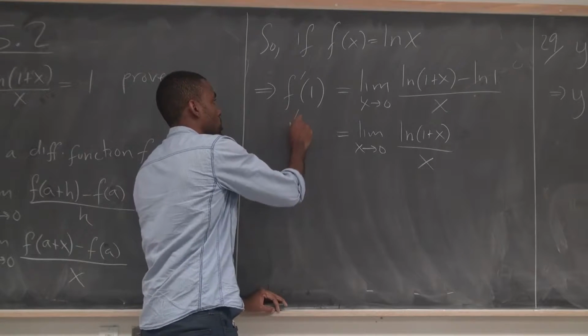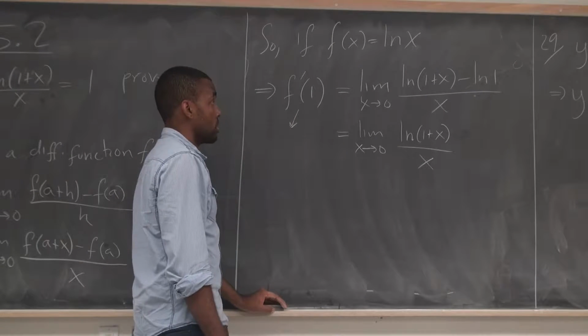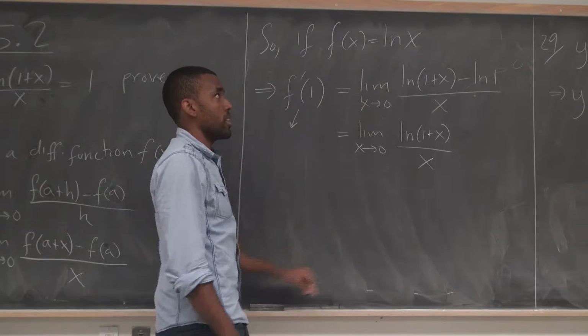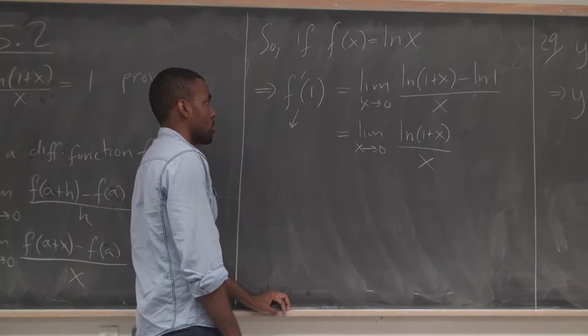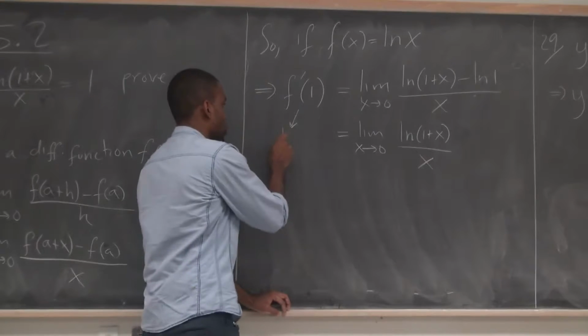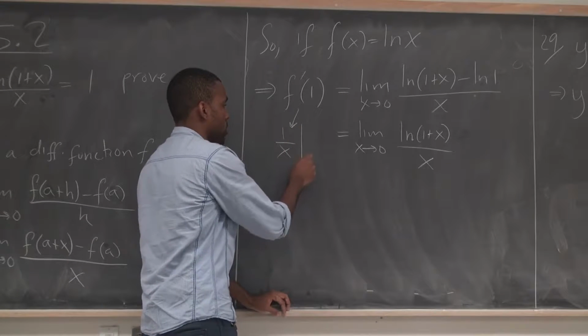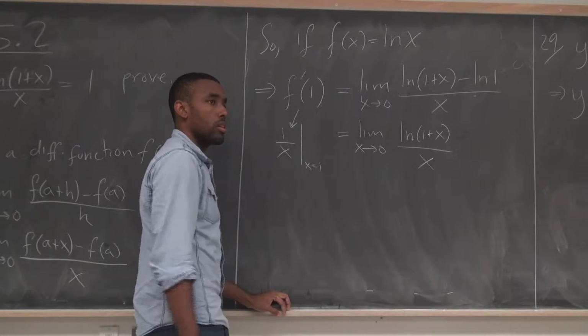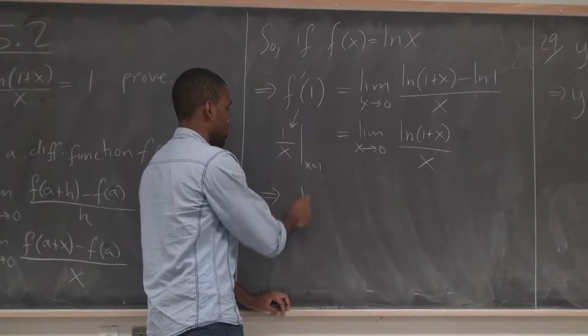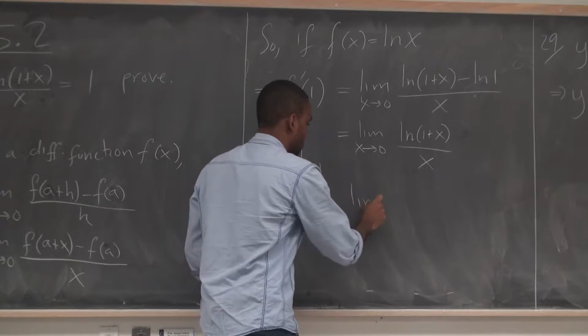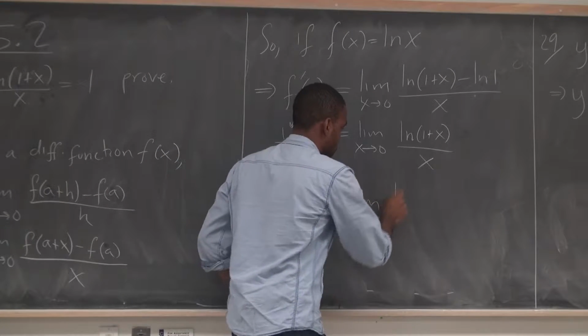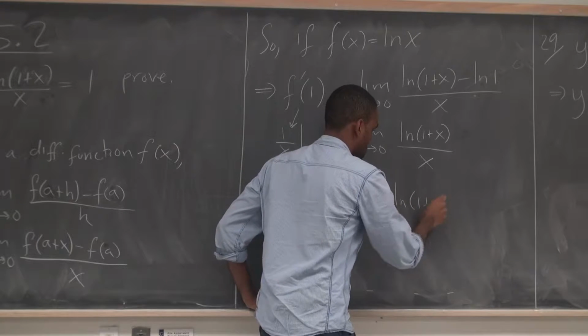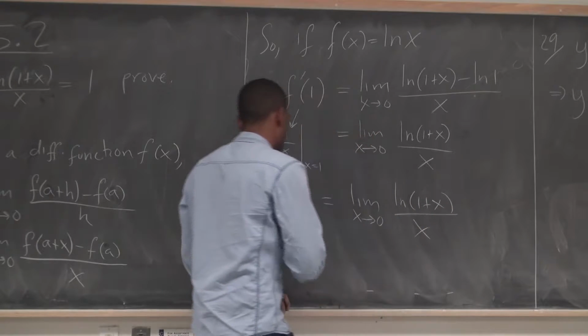Well, we know what the left side will give us, right? Because we know what the derivative of ln x actually is as a formula. So what is it? It's just 1 over x, and we're evaluating that at x equals 1. And so we're done.